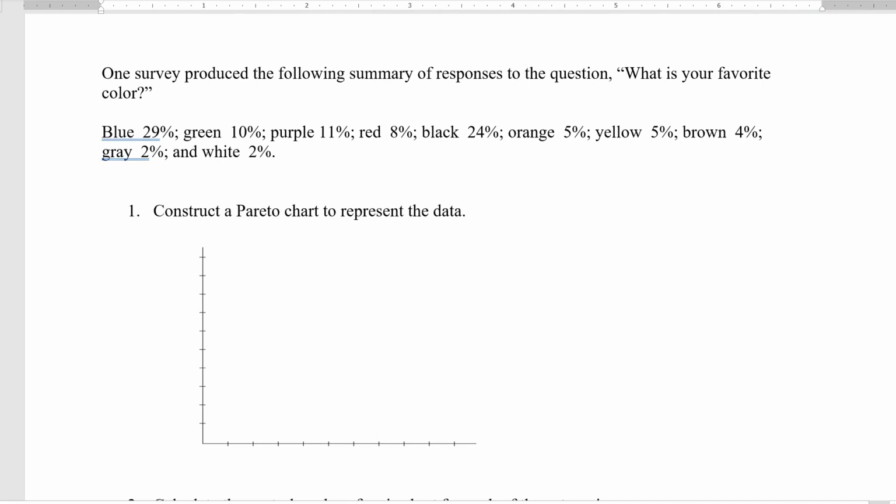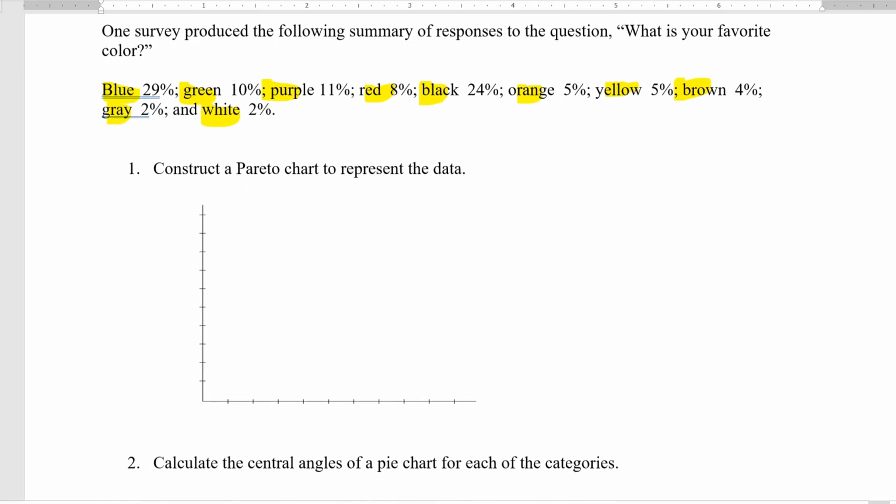You will have one of these on the test, but this is harder than what you're going to see. I already have the numbers in order. They won't always be given to you in order, but the idea is that we are going to take all of these: blue, green, purple, red, black, orange, yellow, brown, gray, and white, and agree hopefully that those are categorical. Blue is not more than green, is more than purple. The colors themselves are just categories, right? So those are going to be what goes on our x-axis.